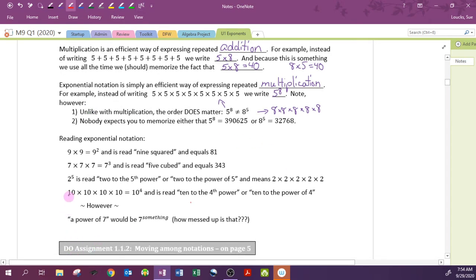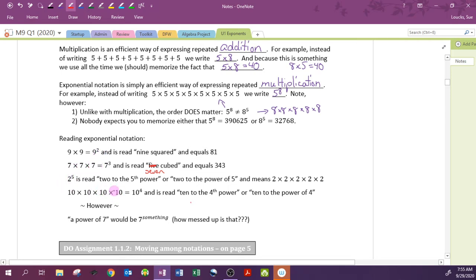9 times 9, we write as 9 with a little 2, and we read this out loud as 9 squared or 9 to the power of 2, but when there's a 2, we do say squared, and that equals 81. 7 times 7 times 7 is 7 cubed. Oh, and right, there's a typo here I need to fix. This is 7 cubed. Or 7 to the power of 3, or 7 to the third power.